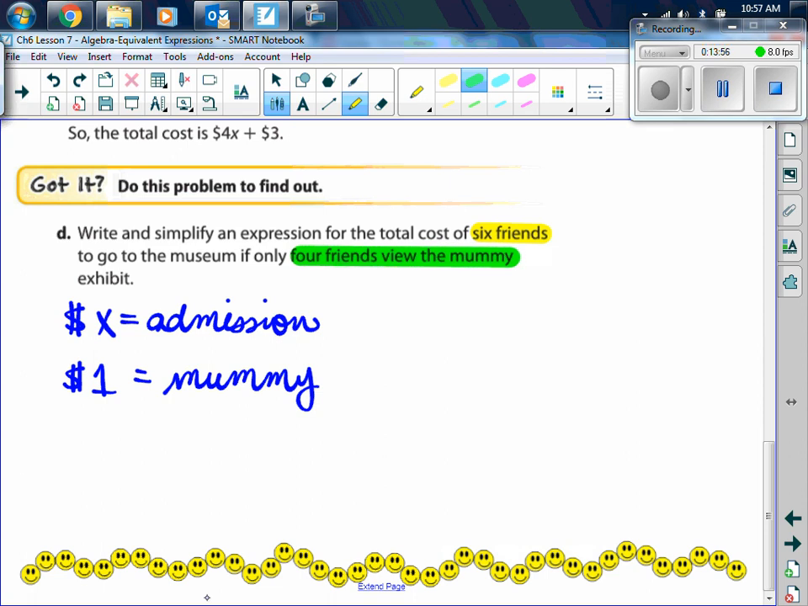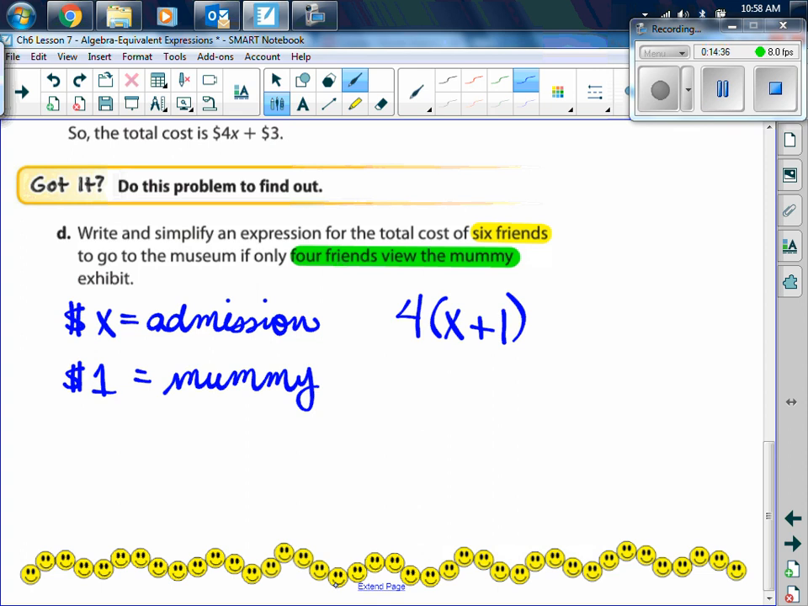Okay? So how do I write how much the 4 friends are going to pay? How much is 1 friend going to pay to go to the museum and see the mummy? X dollars plus $1. Very good. So that's x plus 1. So that is how much for admission and to see the mummy. How many friends are going to see the mummy and go to the museum? 4. So we're going to multiply times 4.